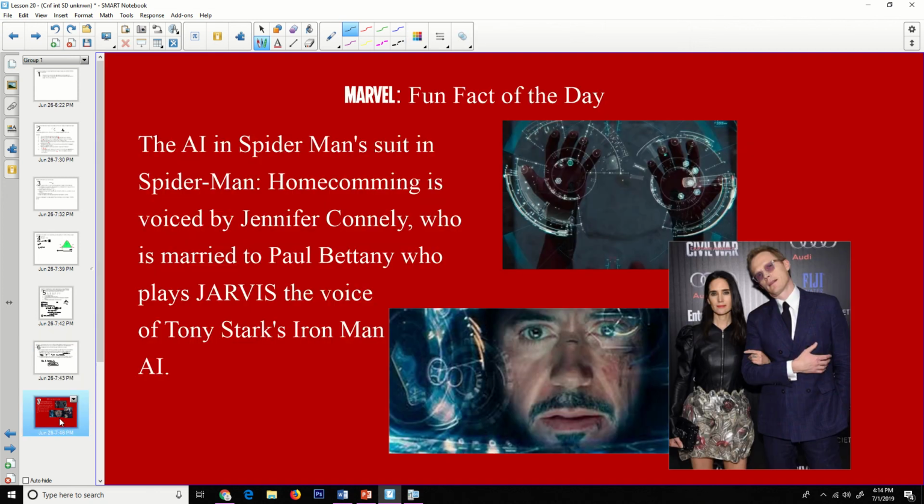So our Marvel fun fact of the day: the AI in the Spider-Man suit in Spider-Man: Homecoming is voiced by Jennifer Connelly, who is married to Paul Bettany, who plays Jarvis, the voice of Tony Stark's Iron Man AI. So another little Marvel Easter egg. These two are married in real life. So Tony's AI is voiced by this guy, and Spider-Man's AI is voiced by his wife.